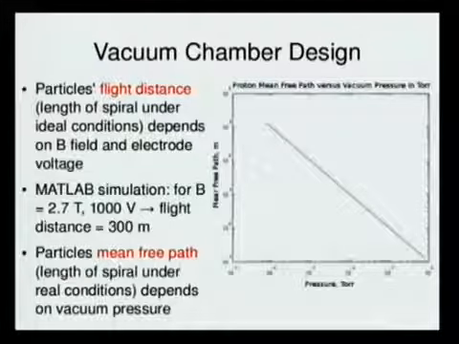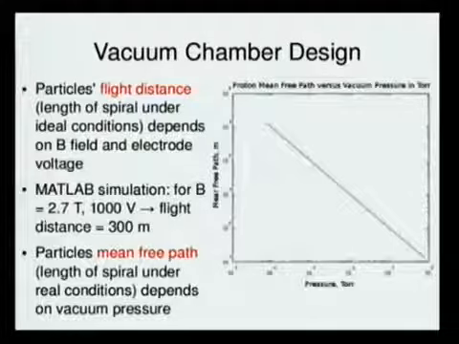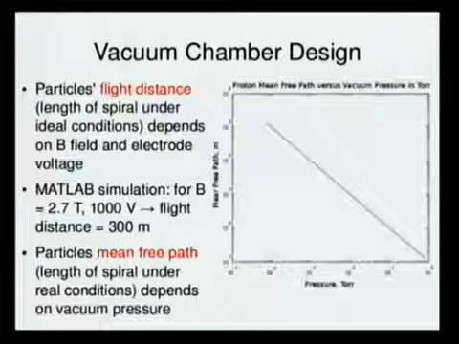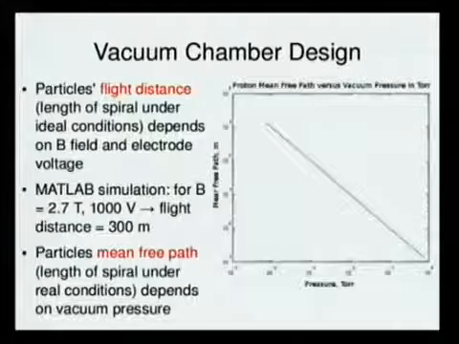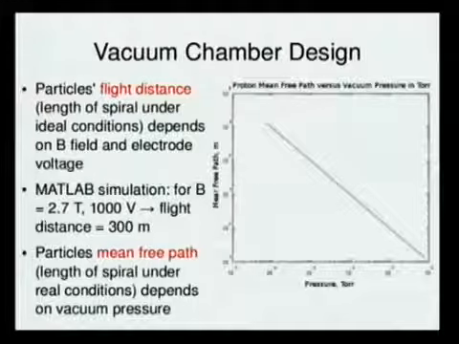Now, on flight distance, there's a MATLAB simulation that I'm going to post to the wiki, I guess, and then link to another website. I'll give you details on that at the last slide. By a MATLAB simulation for a magnetic field of 2.7 torr, 1,000 volts applied to the electrodes, you get a flight distance of about 300 meters. This is in a cyclotron chamber, which is about 8 centimeters in radius.